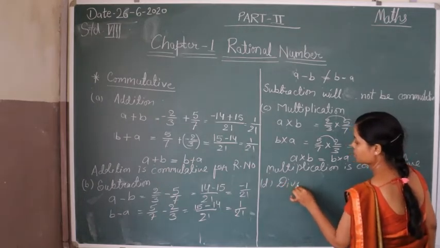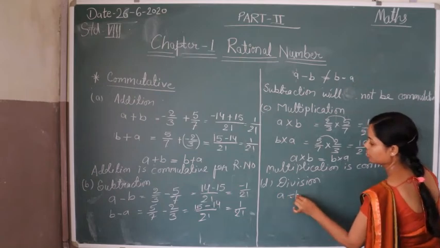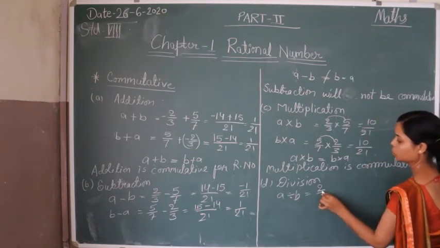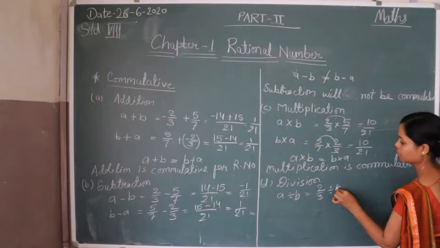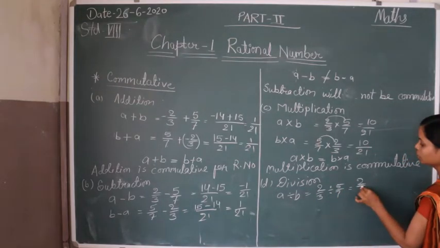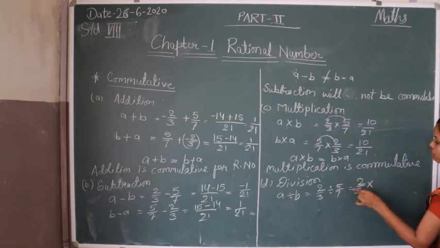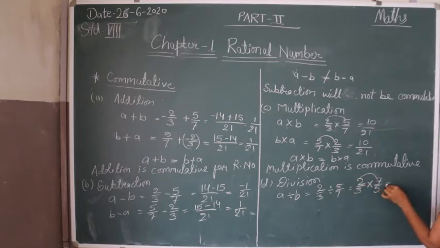Next operation is division. For division, divide two rational numbers. 2 by 3 is divided by 5 by 7. So look at here, 2 by 3. Then put here multiplication and find the reciprocal of 5 by 7, which is 7 by 5. Okay, so we get 14 by 15.